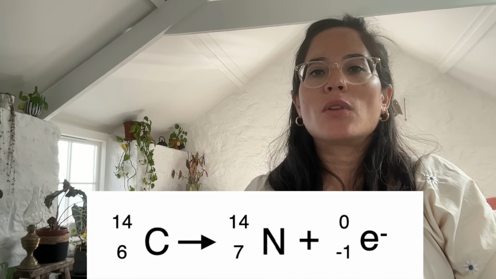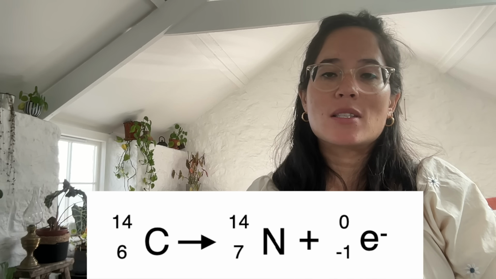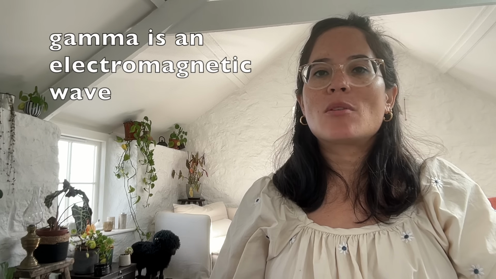Do also show the release of the beta particle. You can show it as an electron or as a beta sign. Now, gamma is the most straightforward type of radioactive decay. Gamma you'll have met in the wave section of the specification. Gamma is an electromagnetic wave.